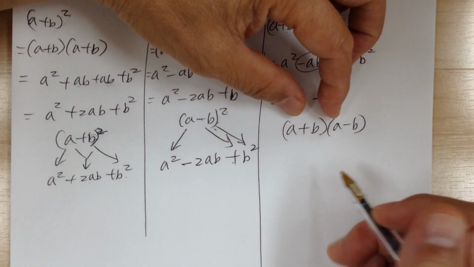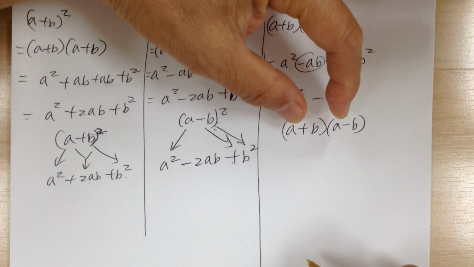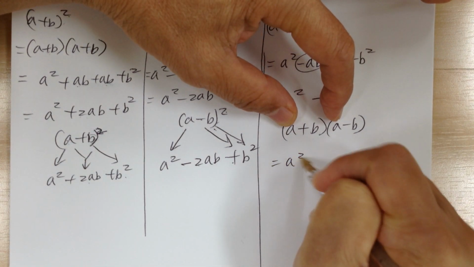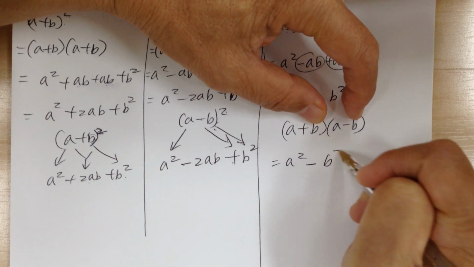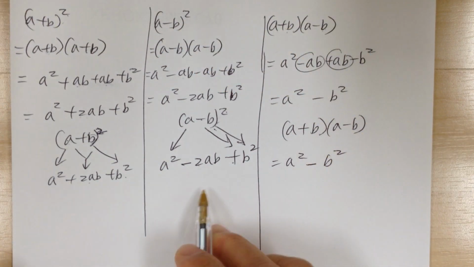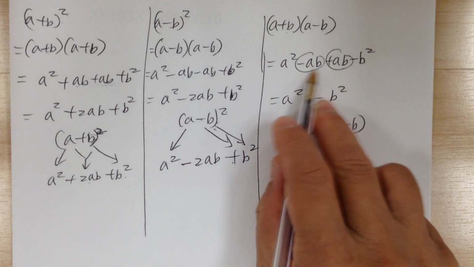So when you multiply this, all you have to do is do this. So just multiply the corresponding part. So A times A is A squared, plus times minus is minus, B times B is B squared. Okay? And the middle will cancel out because one is plus, one is minus, so the opposite, so the middle is going to cancel out.